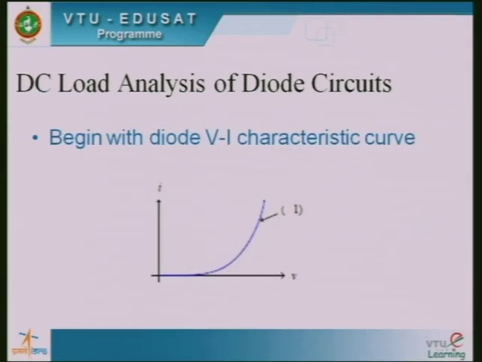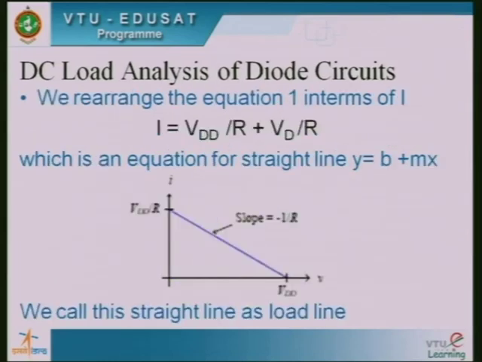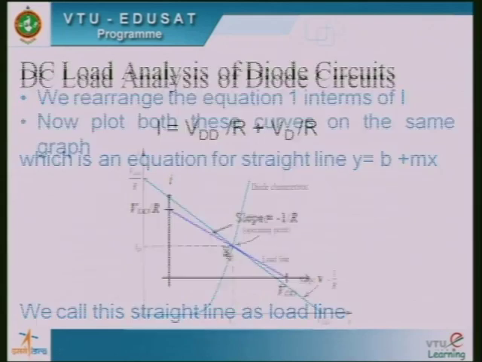So as I told you, this is how to go ahead with the graphical analysis. Using graphical analysis, we are finding the operating point, that is, the DC conditions that exist in the diode circuit. We begin with the diode VI characteristic curve, then by rearranging the equation in terms of I and comparing it with the straight line equation, we get a straight line drawn between VDD and VDD by R, and this line is called the load line.